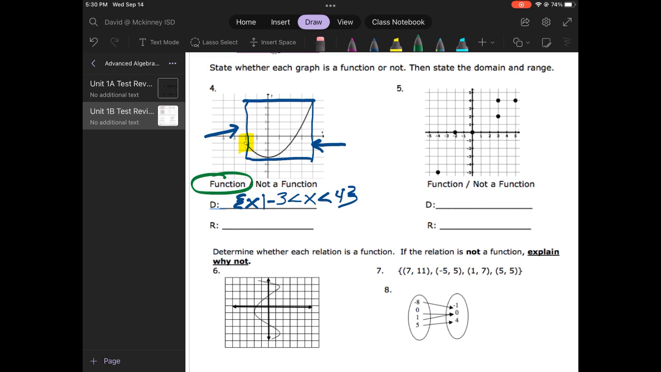And so that's it. I'm done. My domain is -3 is less than x, and x is less than 4. For my range, I'll do the same thing except with y. My domain are my x values, my range are my y values.